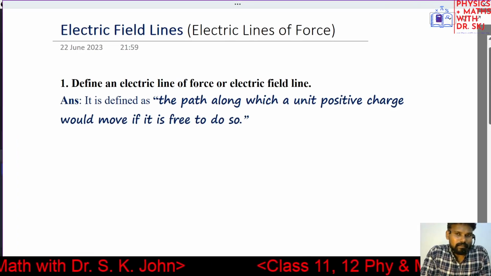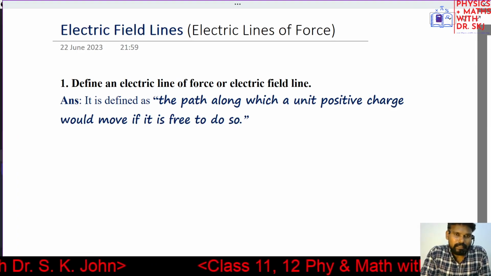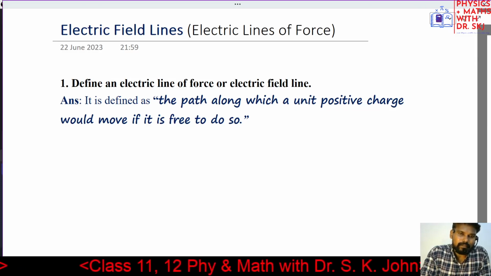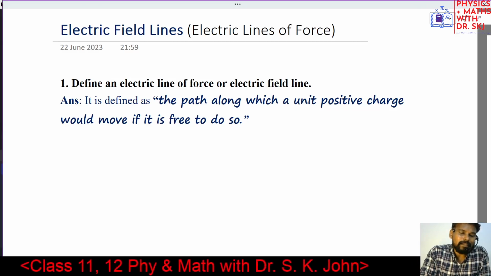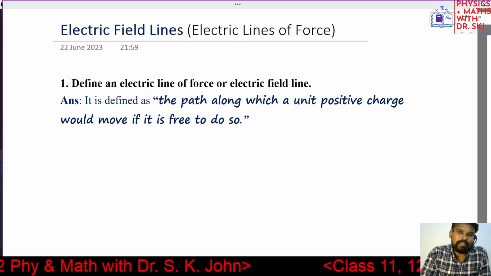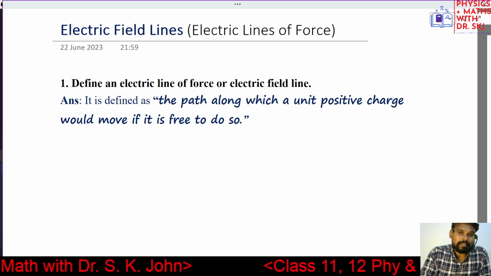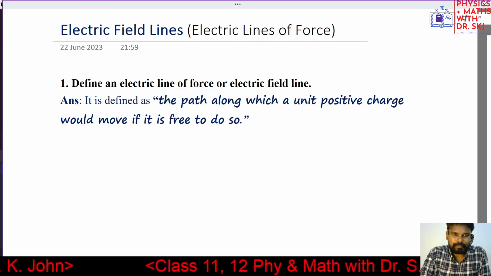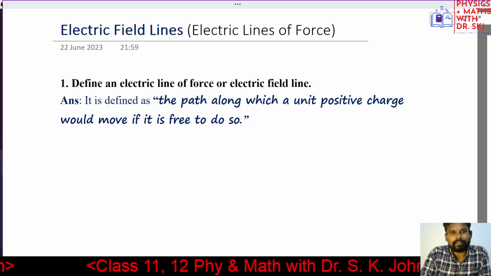This is the eighth lecture of this series. In the last class, we discussed electric field. We explained the definition of electric field. Then we derived the equation for electric field intensity at a point. In this class, I will explain what electric field lines are.